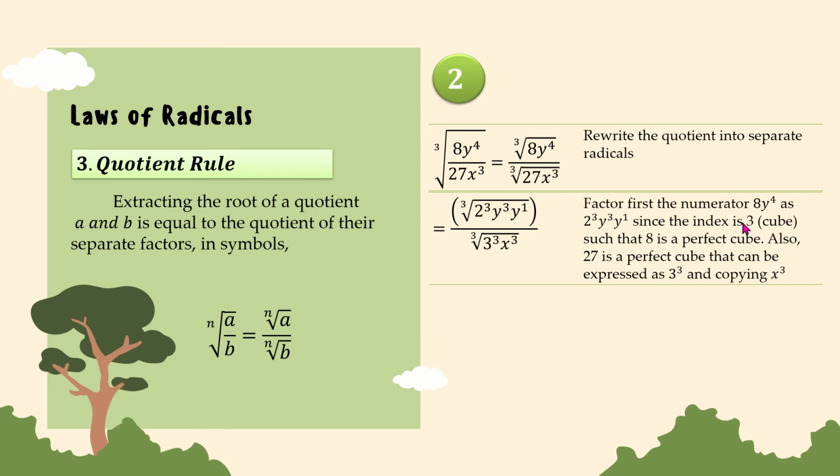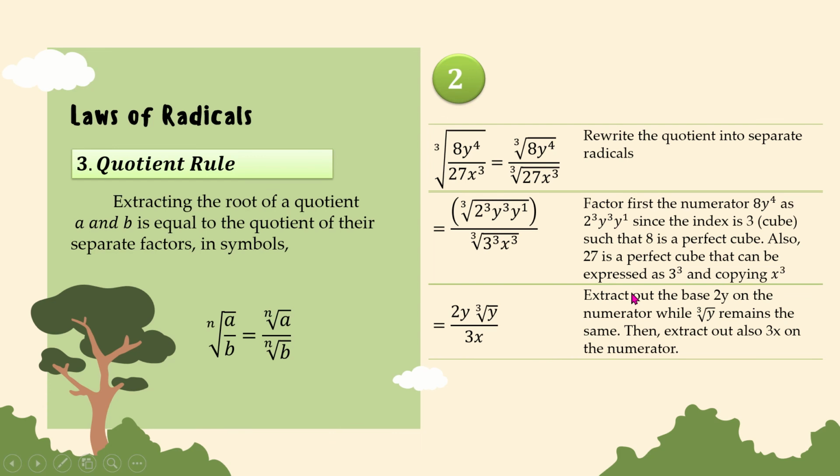Since our index is 3, which is cube, 8 is a perfect cube. Also, 27 in the denominator is a perfect cube that can be expressed as 3 cubed. This 27 is written as 3 cubed, because 3 times 3 times 3 is 27. Then, x cubed, we just copy it. Okay, the exponent is the same as the index. Next.